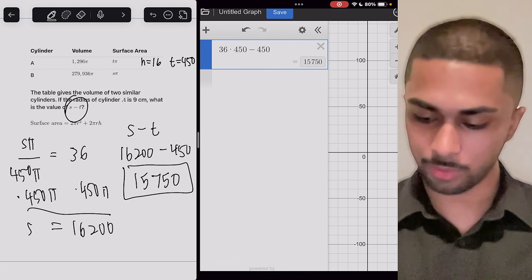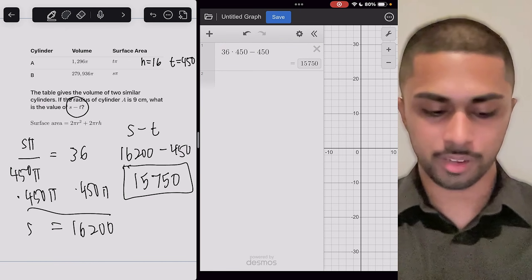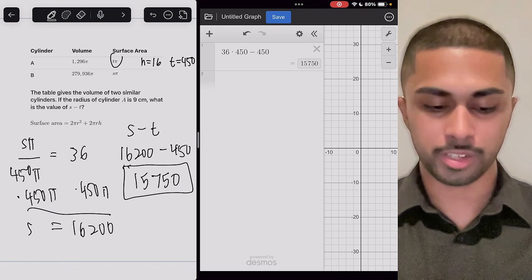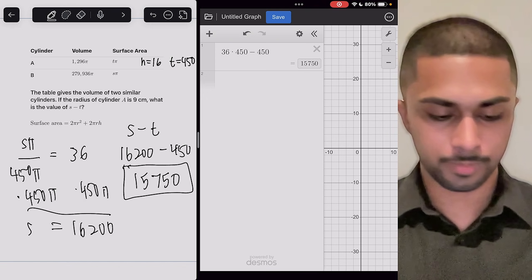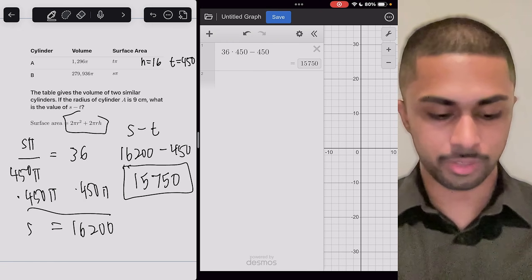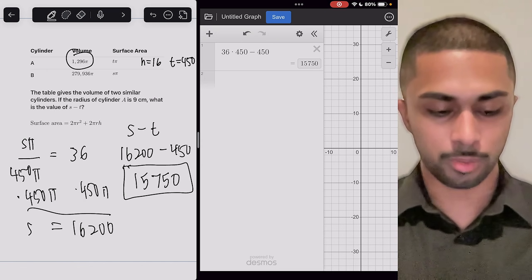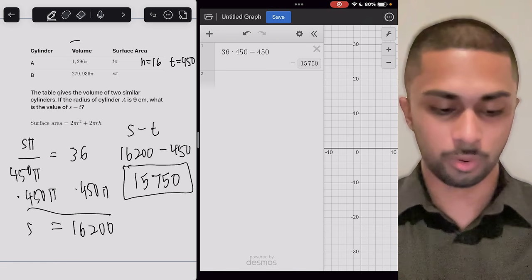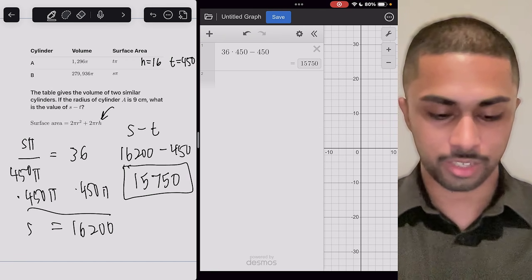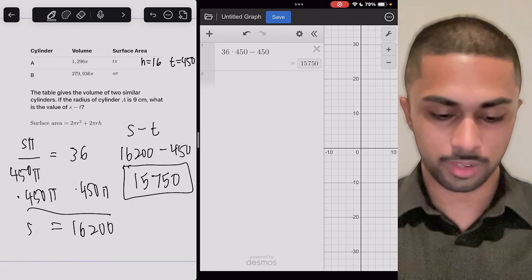So let's recap real fast what we did from the beginning. We were asked to find S minus T. We don't know what S or T is. So we went over here and we tried to solve for T first because it seemed easier. Then when we tried to solve for the surface area, we used this formula, but we ran into an issue because we don't know what H is. So we used this formula and the SAT's reference sheet for the volume of a cylinder to figure out what H is. We found H is 16, and then we could find T pi, which is 450.